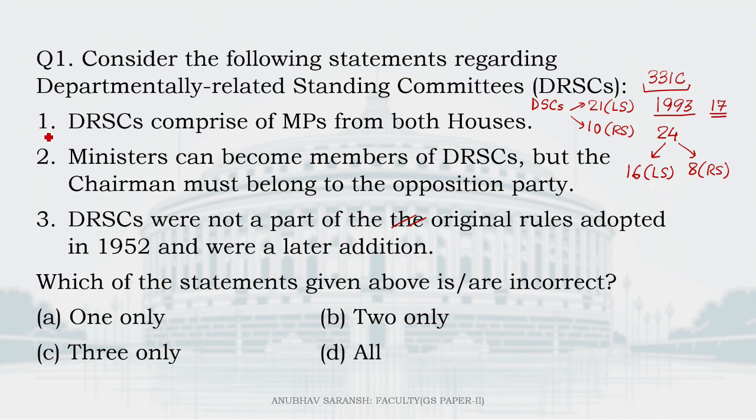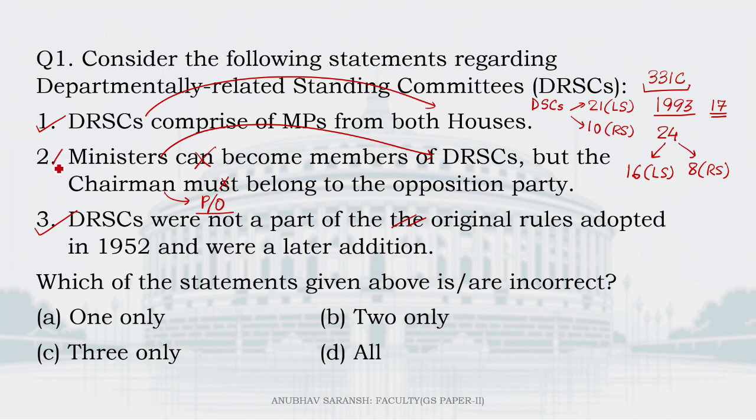So, of course, one is correct. DRSCs comprise MPs from both the houses, and DRSCs were not a part of the original rules adopted in 52 and were a later addition. This is also correct because they were added in 1993. However, the second statement is wrong. Why? Because ministers cannot become members of DRSCs, and also the chairman is appointed by the presiding officer. There is no mandate that the chairman must belong to the opposition party.